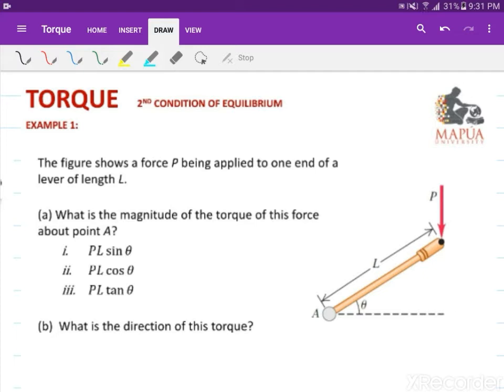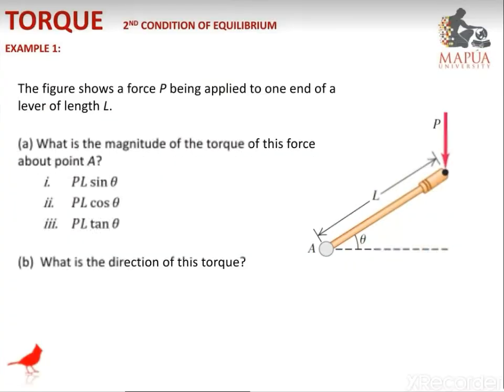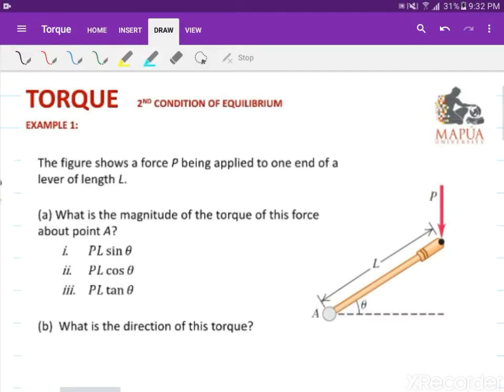So in this example, the figure shows a force P being applied to one end of a lever of length L. So A, what is the magnitude of the torque of this force about point A? So we have three choices: P L sine theta, P L cosine theta, and P L tangent theta.